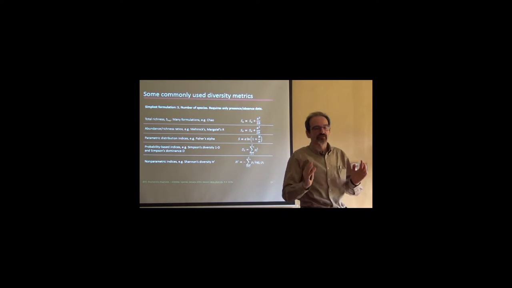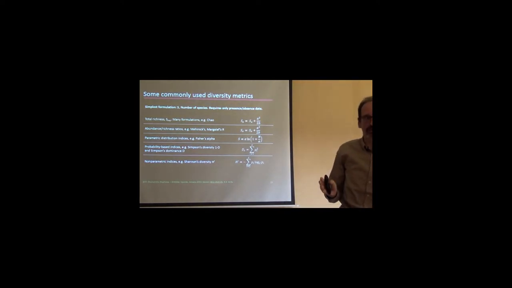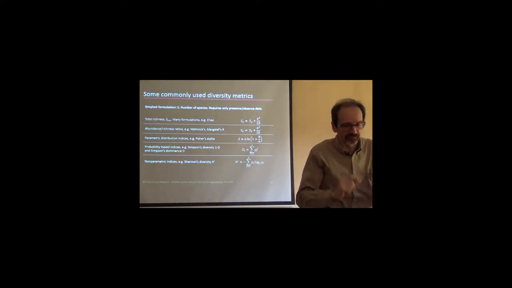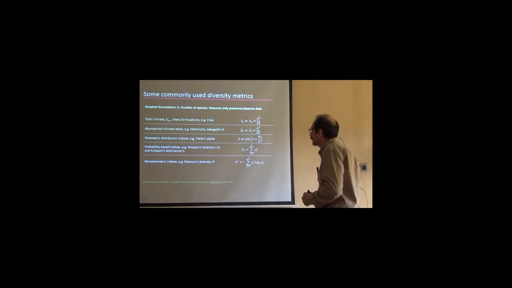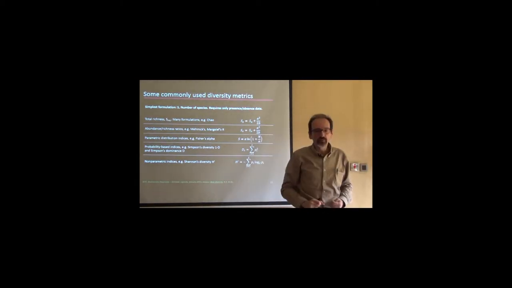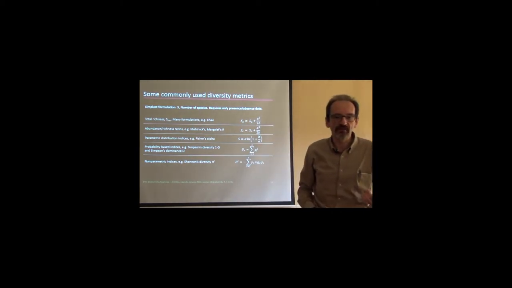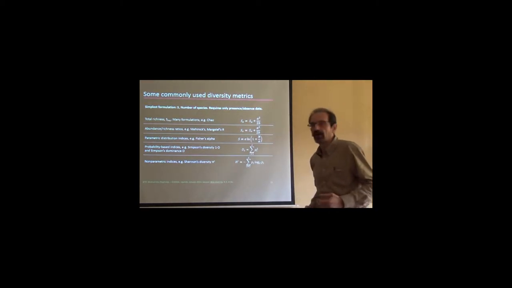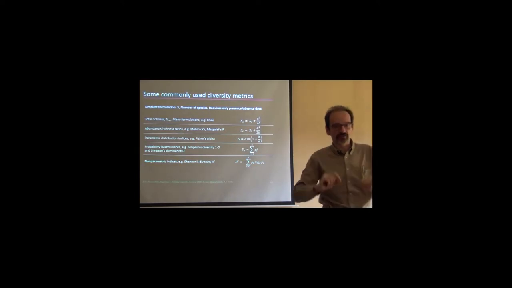Here are some very commonly used diversity metrics. For instance, we have the total richness, which is S, which is what we see in the sample, something that we don't calculate, we actually count. But we can calculate how many species are missing from our sample if we look at how many species are rare. I mean, how many singletons we had in our distribution.